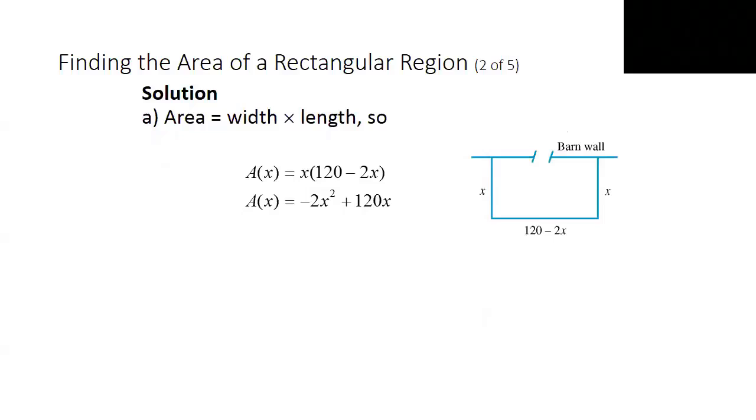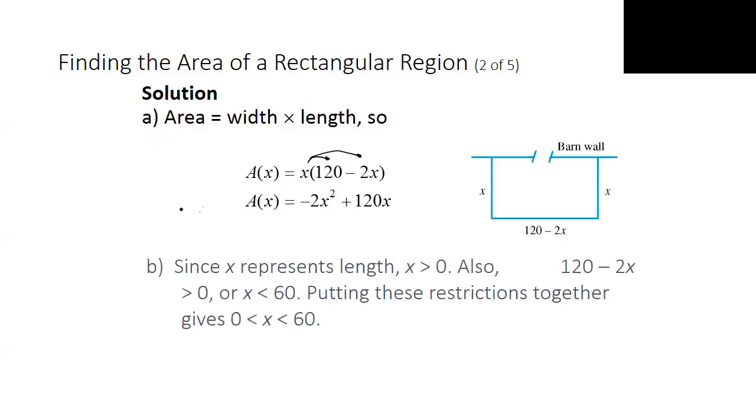If I go ahead and distribute this, I would get 120X minus 2X squared. If I write them in order, A of X, the formula they're looking for, area in terms of X, would be equal to minus 2X squared plus 120X. That's part A. Now, for part B, they're asking, what are the restrictions on X?